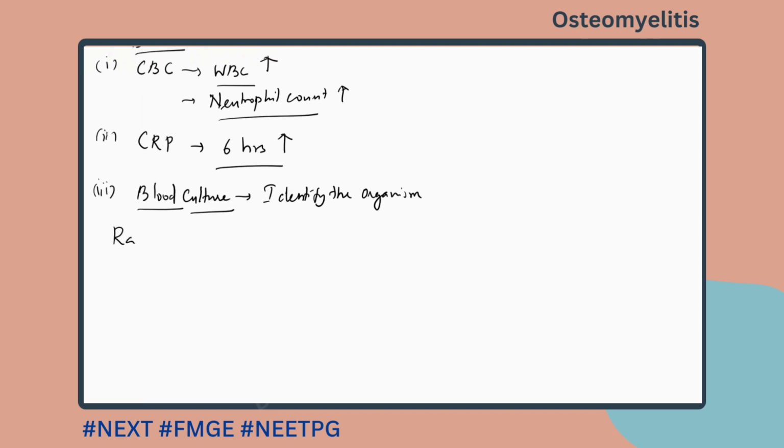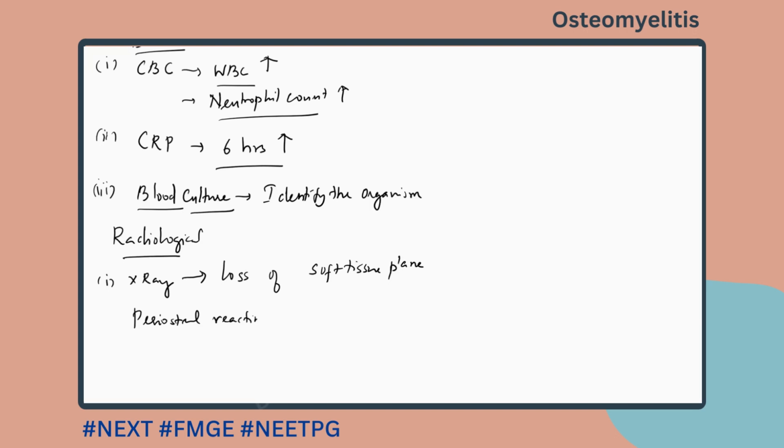What are the radiological investigations that can be done? You do an X-ray. The earliest sign to be seen in an X-ray is loss of soft tissue planes. Periosteal reaction will be seen in an X-ray only by 7 to 10 days. Before that you will not see the periosteal reaction. So the earliest sign will be loss of soft tissue plane.